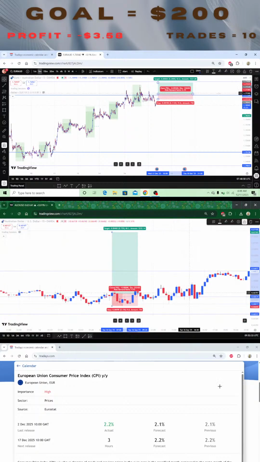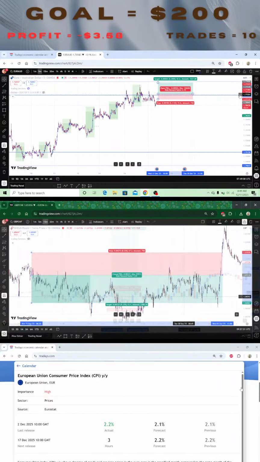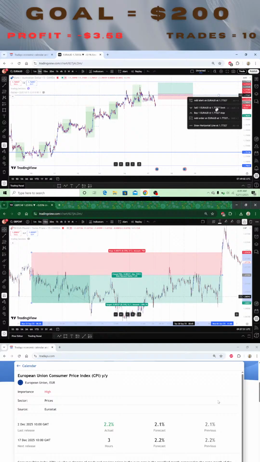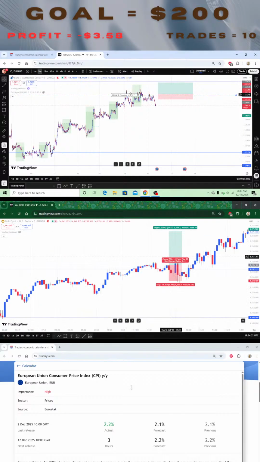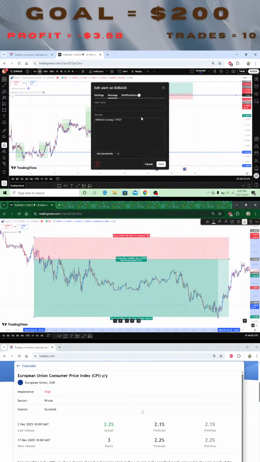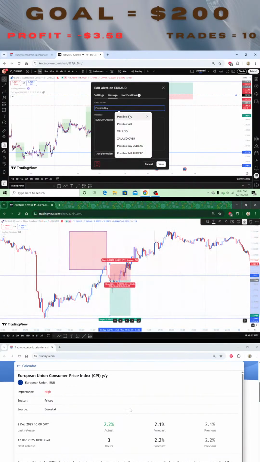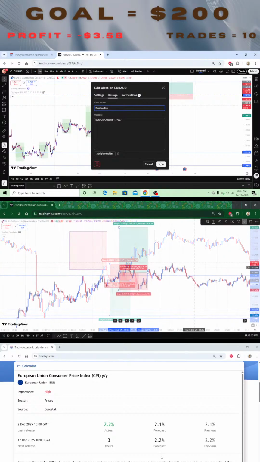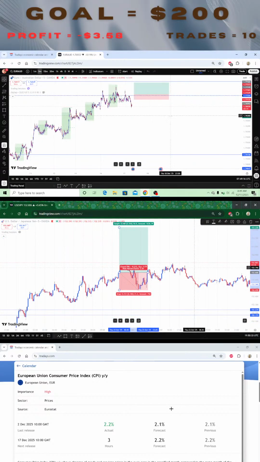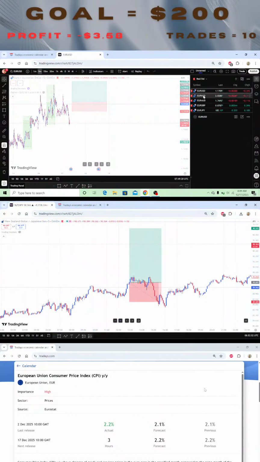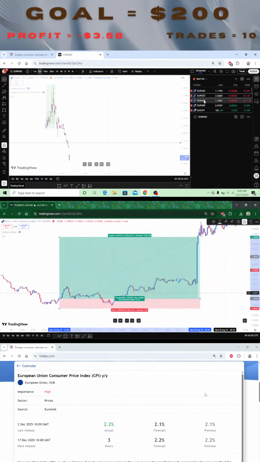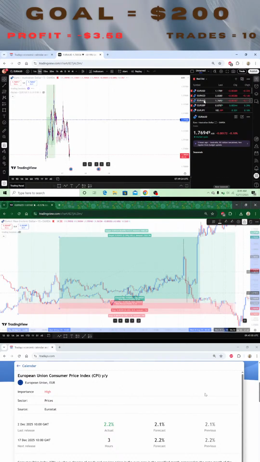We need to put our alert to tell us when the market is ready for us. Let's adjust it: possible buy, and save it. Once these three pairs, USD, NZD, and AUD, give us a good signal, then we'll definitely focus on the trade.